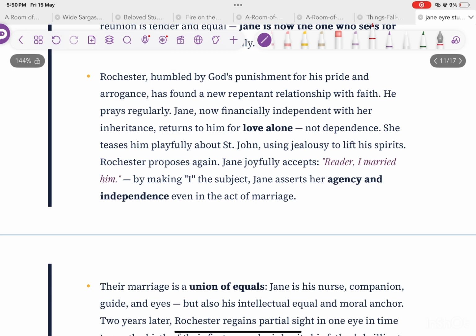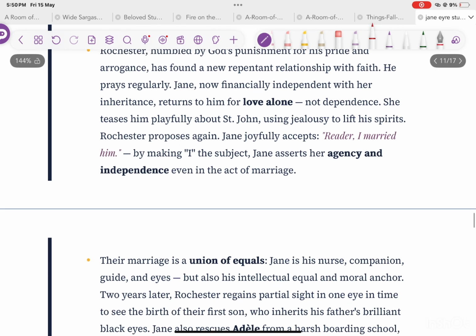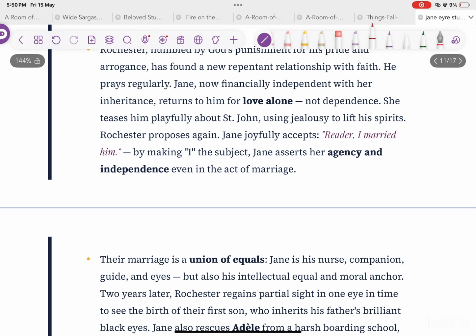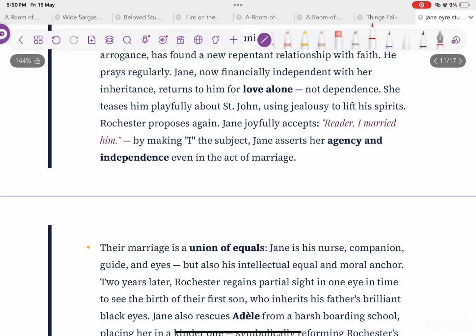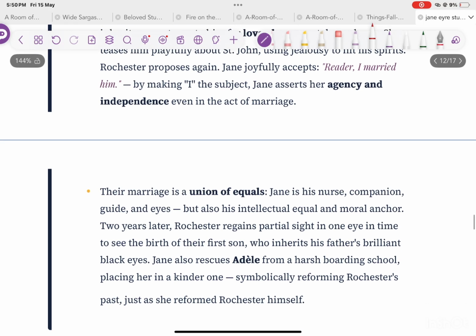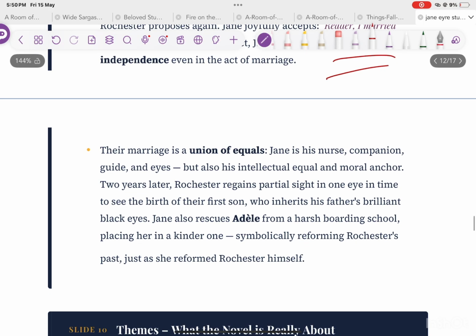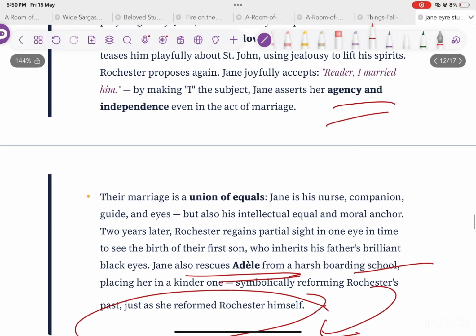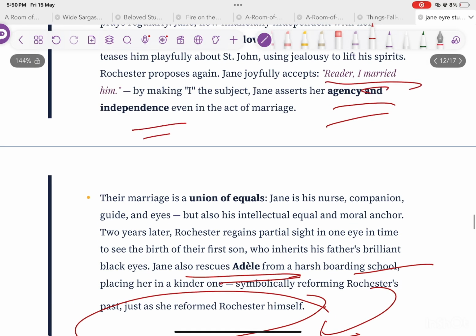Jane, now financially independent with her inheritance, returns to him for love alone, not dependence. She teases him playfully about St. John, using jealousy to lift his spirits. Rochester proposes again and she joyfully accepts. Reader, I married him. और फिर the marriage is very equal, and Jane also rescues Adele from the boarding school, और वो अपने घर के पास Adele को रख देती है और वो फाइनली शादी कर लेती है.